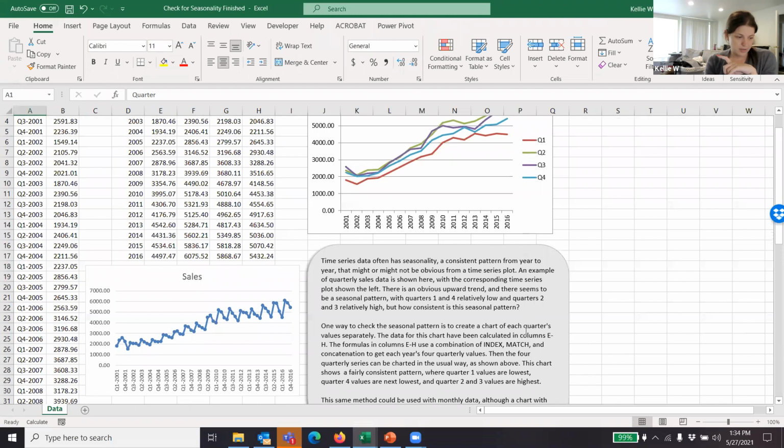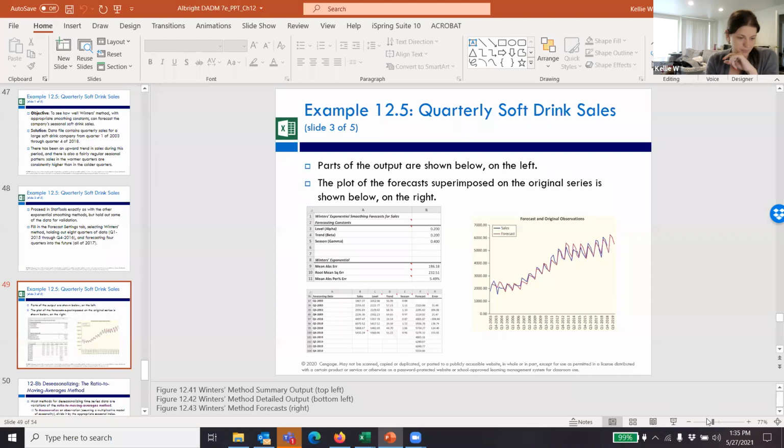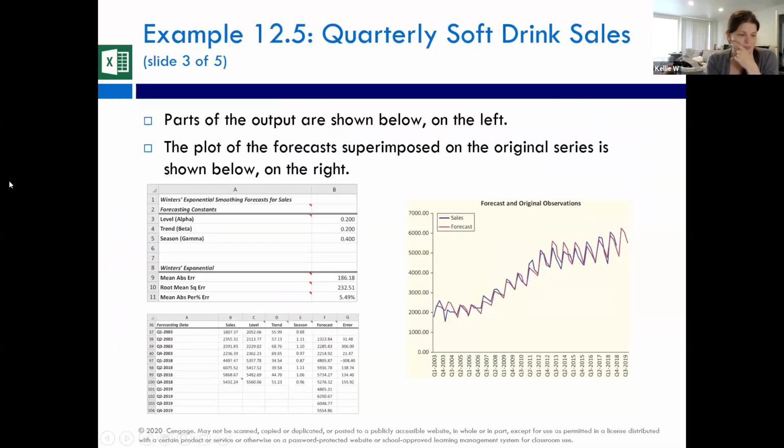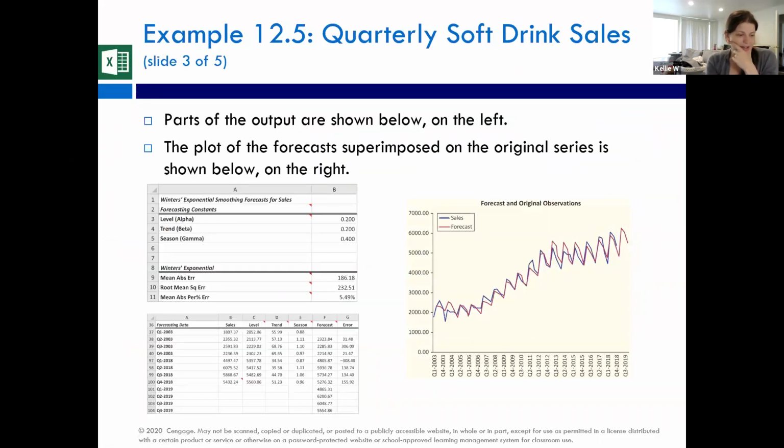Actually, maybe because they were done in StatTools, but I don't know why. Let me zoom in here. Okay, so looking at this data, you can see that the seasonality is pretty consistent, pretty strong. That blue line, it's pretty obvious that there's something going on there. And by using the Winters exponential smoothing, it's not bad. It matches the seasonality pretty well.